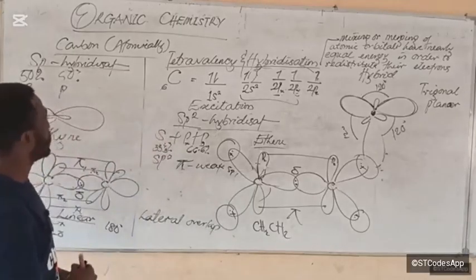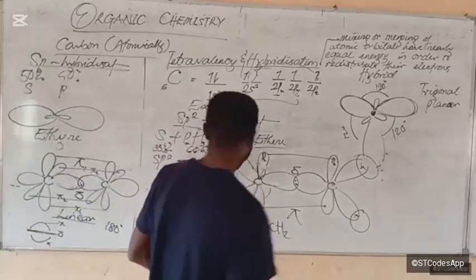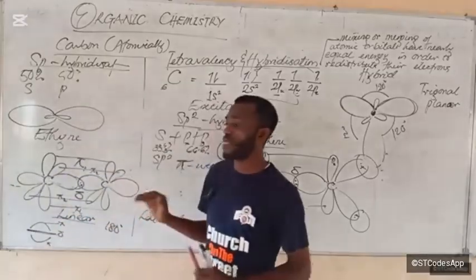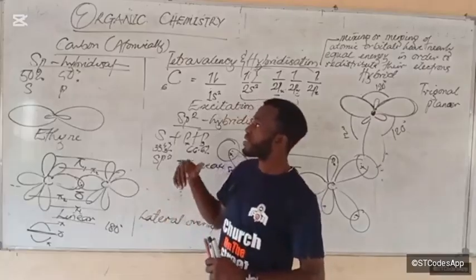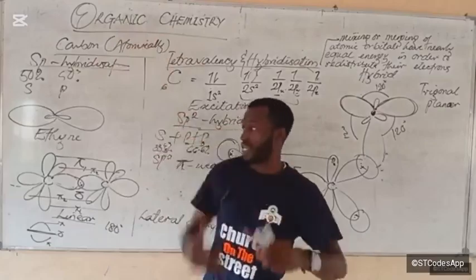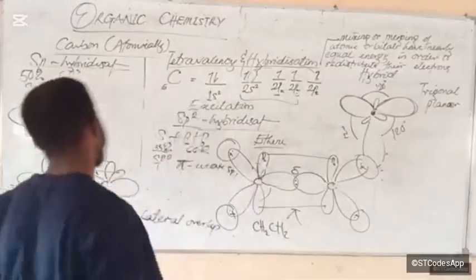So that's that. Now we've talked about hybridization and bonding. Now let's talk a little bit more about electronegativity.